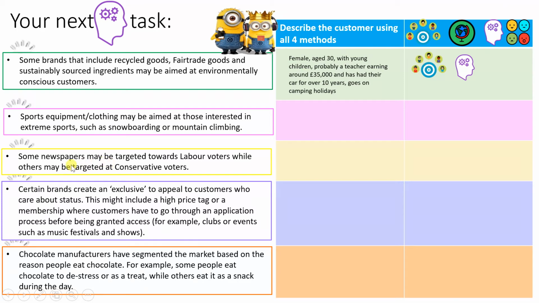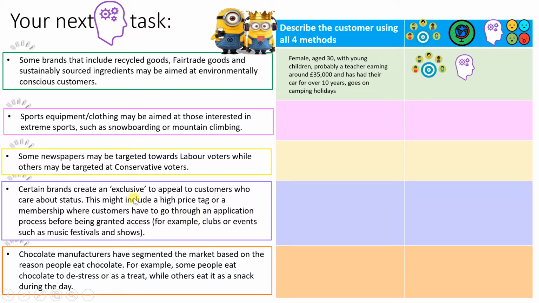Anyway, in the yellow box, some newspapers may be targeted towards Labour voters, while others may be targeted at Conservative voters. Now this one is actually talking about information that is available about where people tend to vote politically. I'll give you a clue on this one. That's a lot down to their geographic position. Lots of traditional Labour voters tend to be in the north, and traditional Conservative voters have tended to be in the south of the country, although the last election in December 2019 did buck that trend. Who are these customers then? What description are you going to write for these?